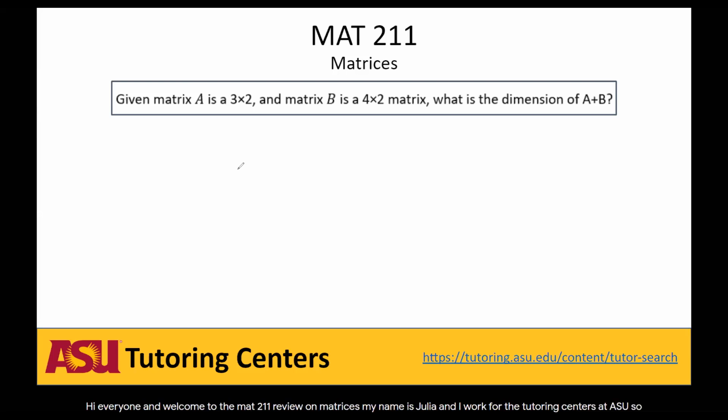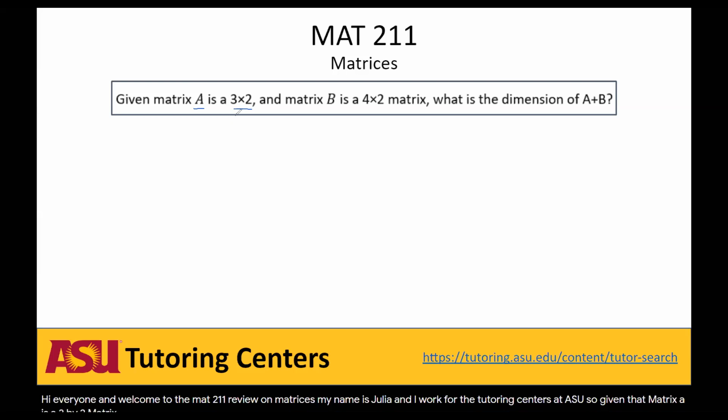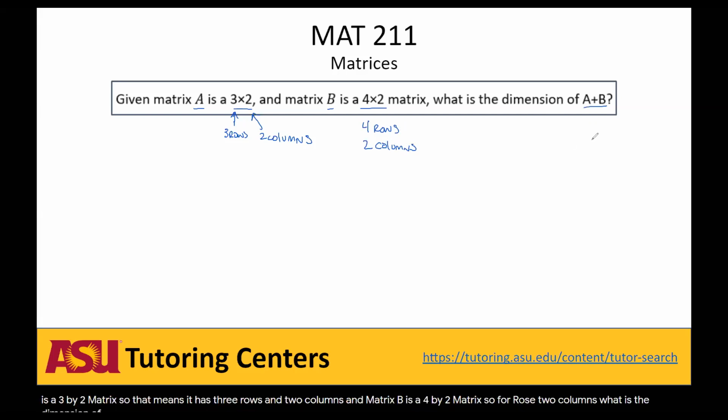So, given that matrix A is a 3 by 2 matrix, so that means it has 3 rows and 2 columns, and matrix B is a 4 by 2 matrix, so 4 rows, 2 columns. What is the dimension of A plus B?